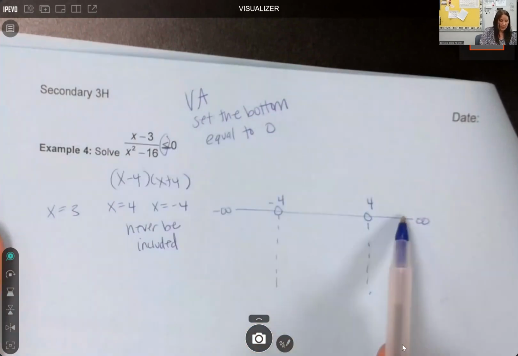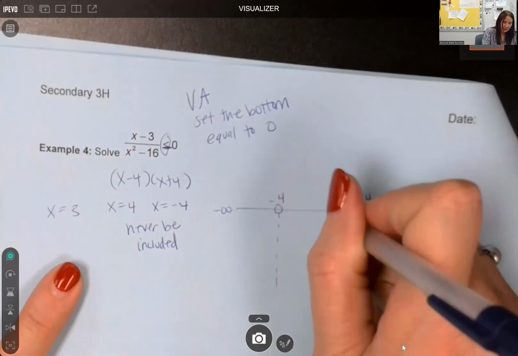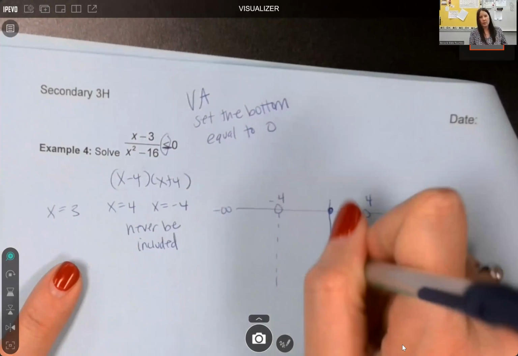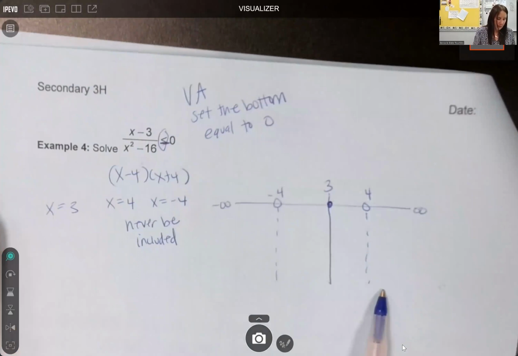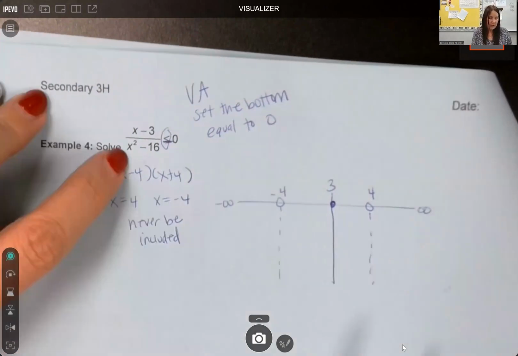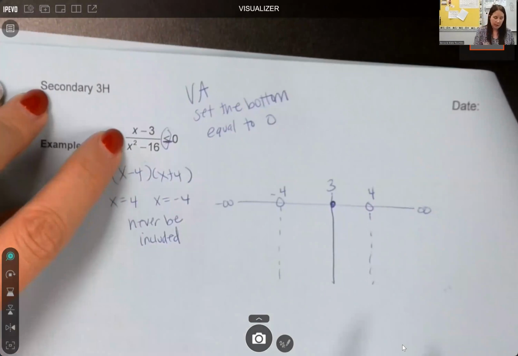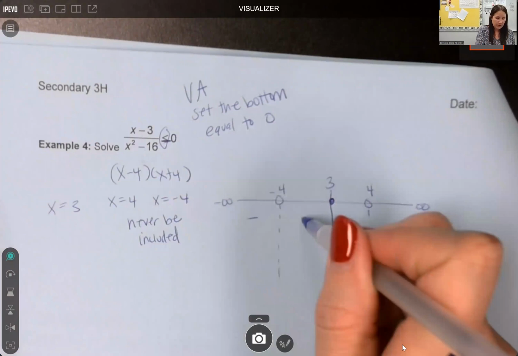And then 3 is going to be right here, and 3 is included. It's a solid line. So I've got dotted, solid, and dotted. Now, I don't have any repeated zeros, and I don't have a negative in front, so I'm just going to do my normal sign chart. So negative, positive, positive, positive.